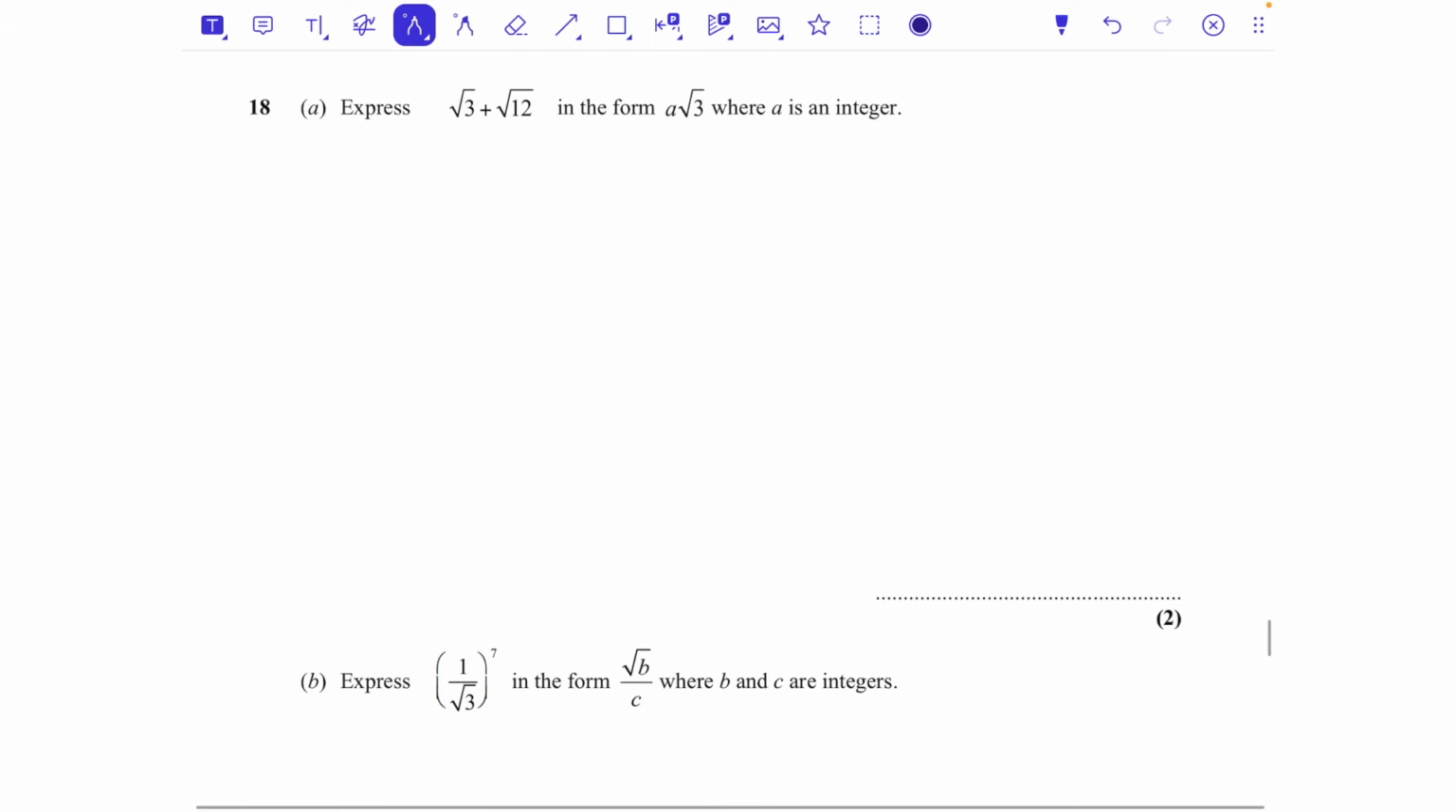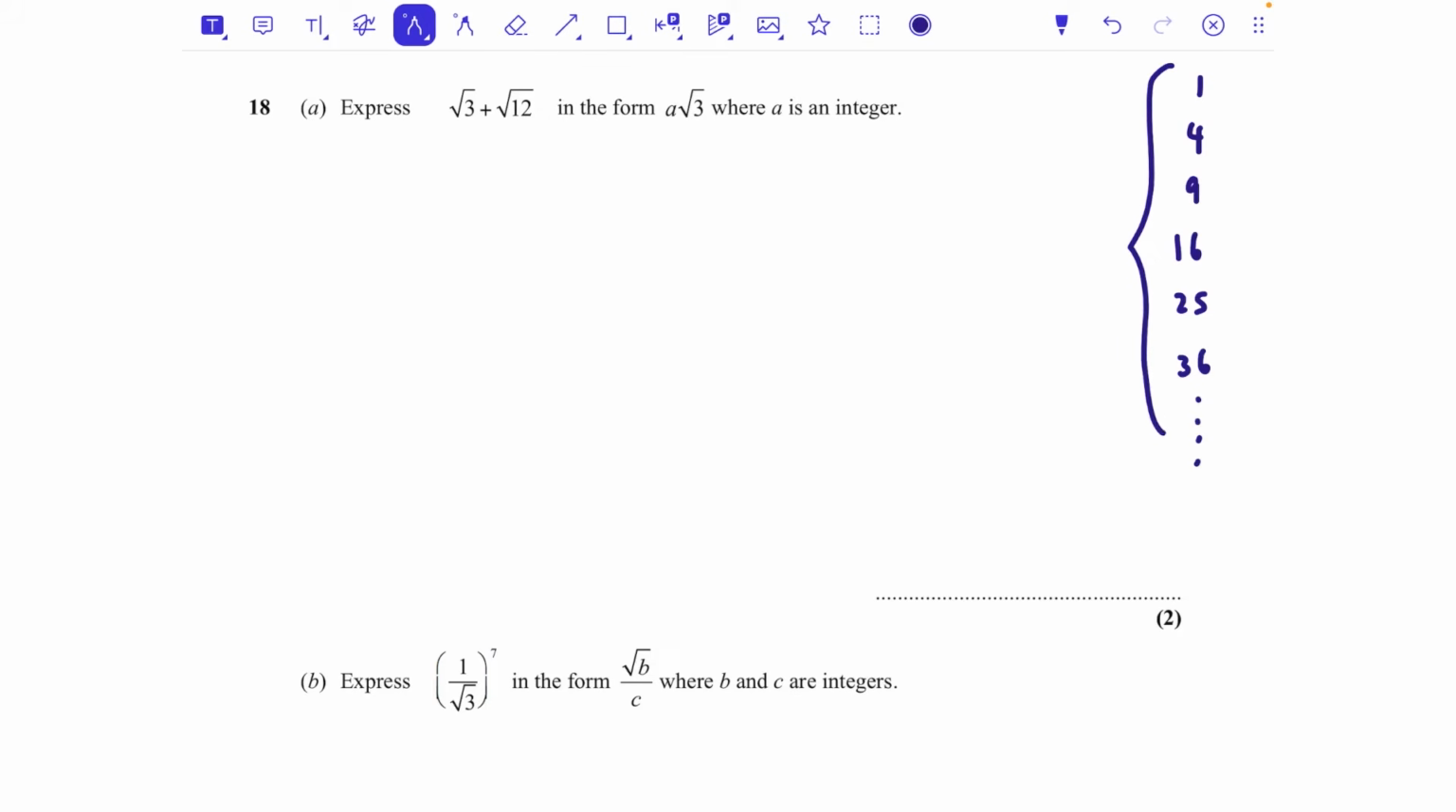Question number 18. Express root 3 add root 12 in the form a root 3, where a is an integer. Now for this we need to think about all our square numbers, 1, 4, 9, 16, 25, 36 and so on. If you get a surd that has a square number factor, then we can simplify it. I'm looking at root 12 and I'm thinking, okay, well 4 goes into 12 as a factor. So I'm going to leave the root 3 as it is because I can't do anything with that one. But I'm going to change root 12 to be root 4 times root 3.